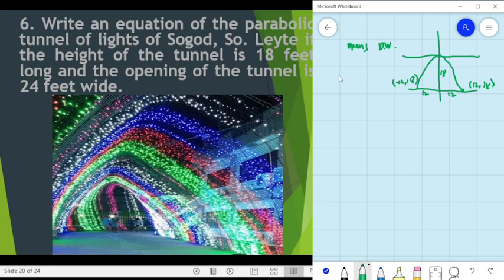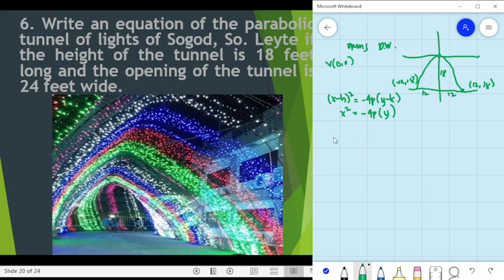Okay. So since it opens downward, the vertex is at the origin, meaning 0, 0. And the parabola opens downward. Therefore, the equation we will use is quantity x minus h squared equals -4p quantity y minus k. Since our h and k are zeros, x minus 0 is x squared equals -4p quantity y, or -4py.